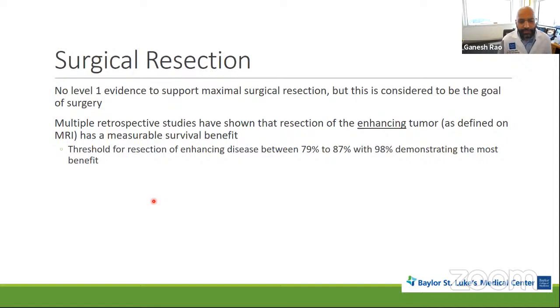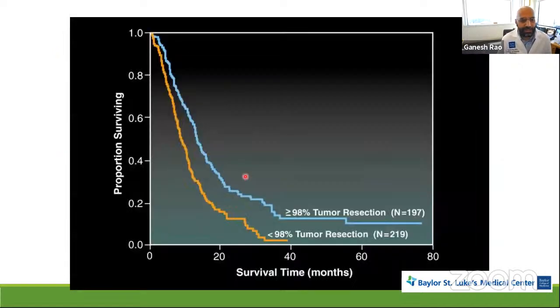So on an MRI scan, the post-contrast study, the threshold generally has been accepted to be 70, 80, 90% of that. If we can remove that much of the enhancing disease, we will have provided a survival advantage to the patient. So generally in the United States and around the world, this is considered standard of care.